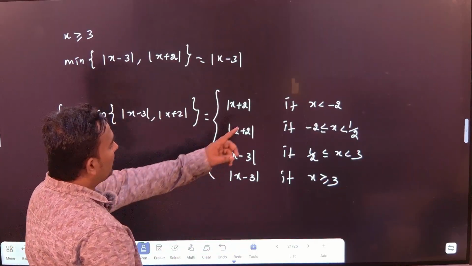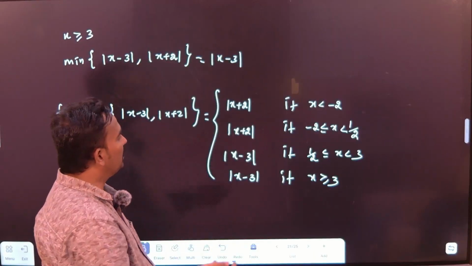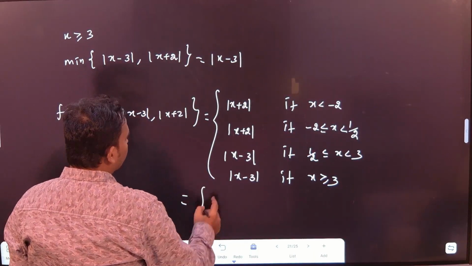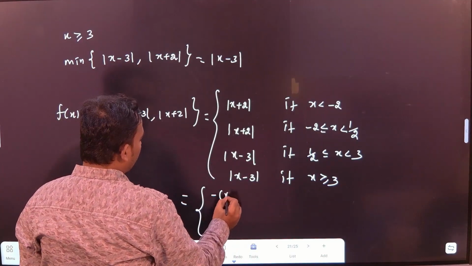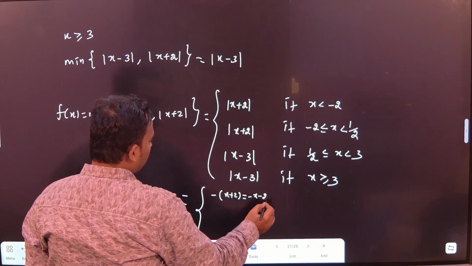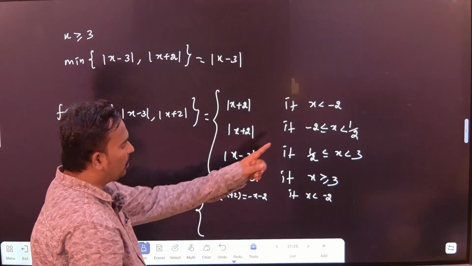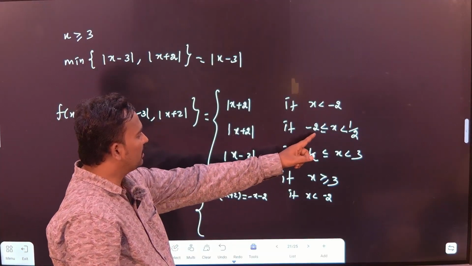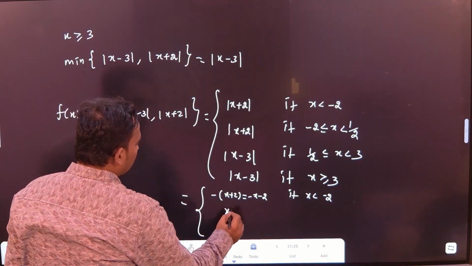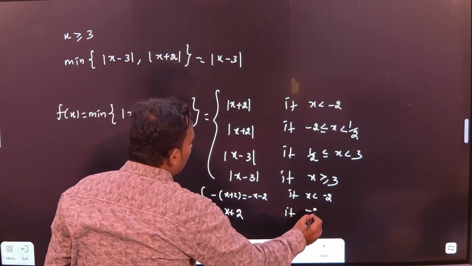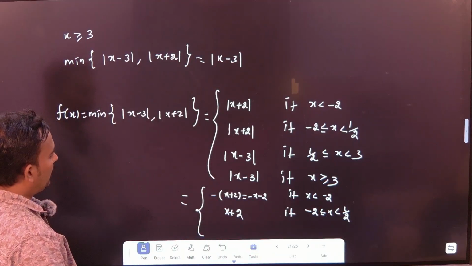Okay. Now you can see x less than -2. You can add 2 to both sides. What will we get? x + 2 less than 0. Then how to rewrite this one? x + 2 less than 0 means this is the negative of x + 2, that is -x - 2, if x is less than -2, right? When x is from -2 to 1 by 2, you can add 2 to both sides. So definitely if you add 2, it means more than 0. So that means x + 2 only, right? If x is from -2 to 1 by 2. Clear?